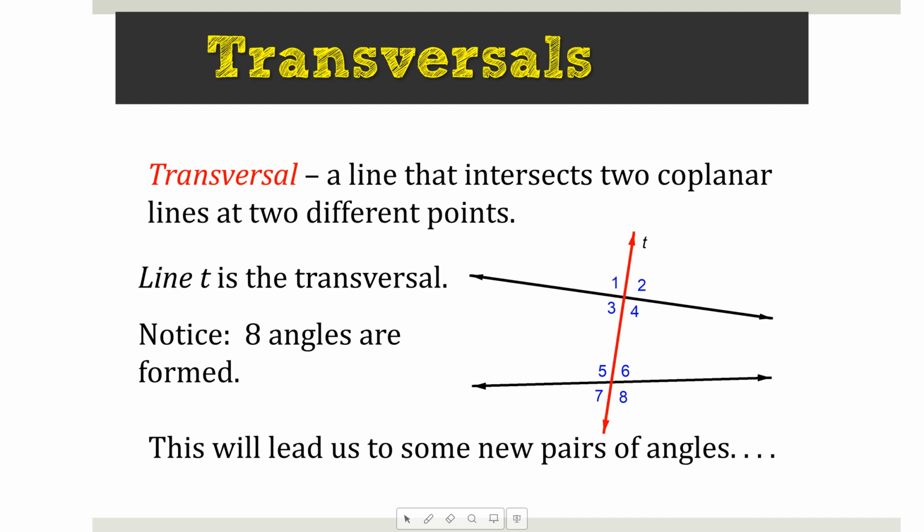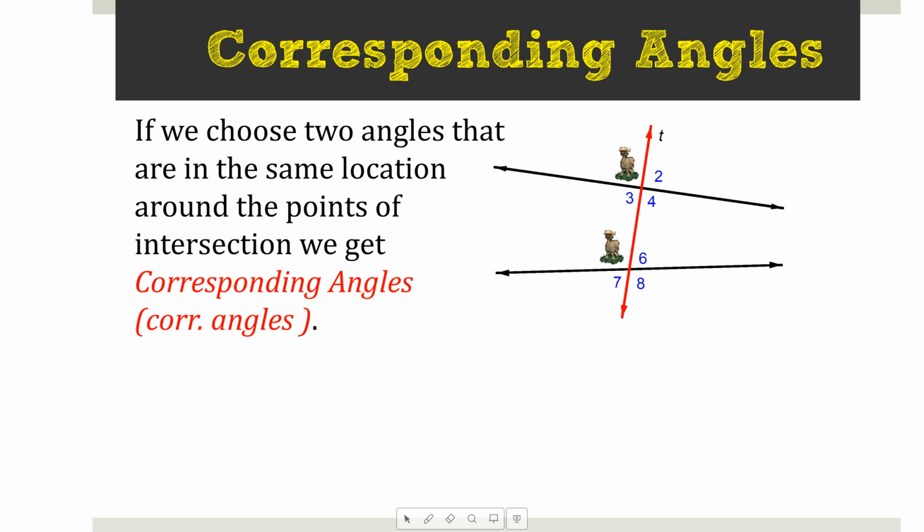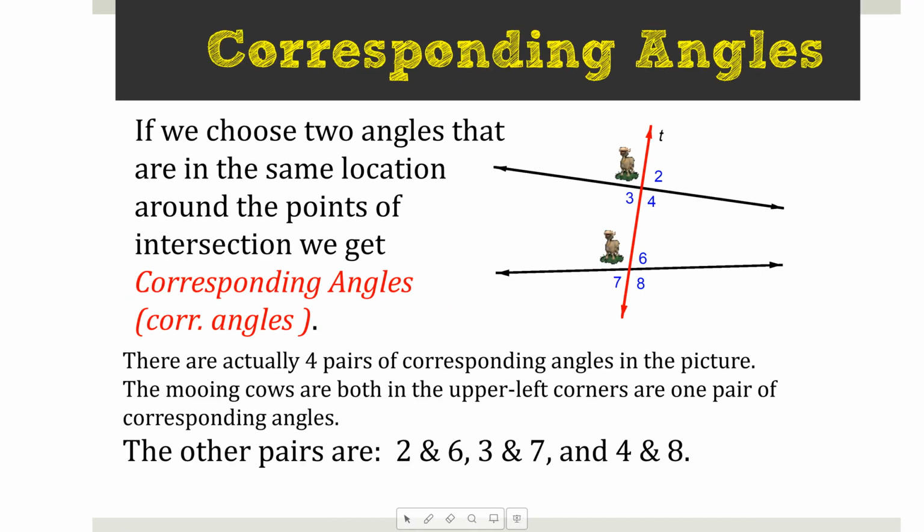Okay. Now we're going to get a whole bunch of other pairs. So if you look at that picture that I have up there, we're going to pick an angle from the first point of intersection.